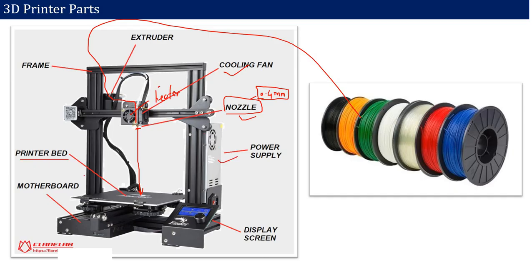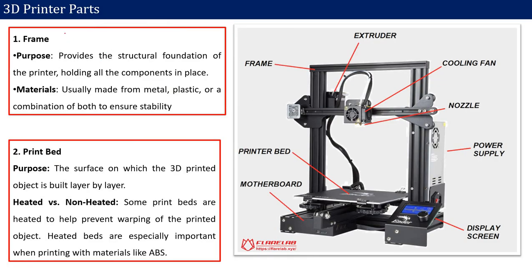We have the printer bed. This is called the platform, or print bed, or printer bed. Then we have the motherboard where all the programs are assembled. We have a display system, so it may be manual or it may be a touch screen. So these are the different parts of your 3D printer. Now all these parts are explained here.